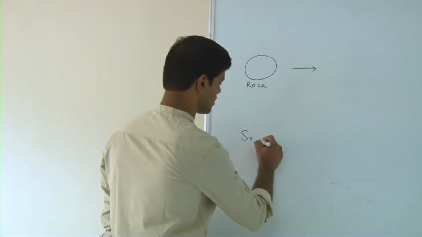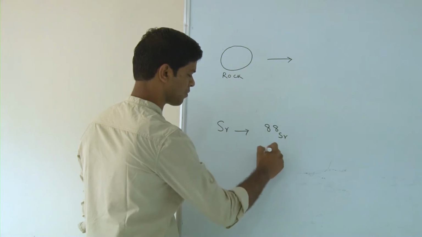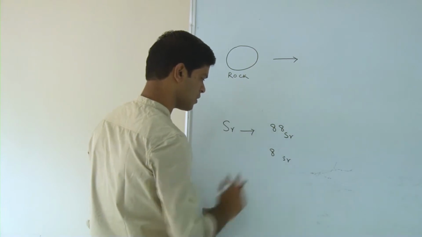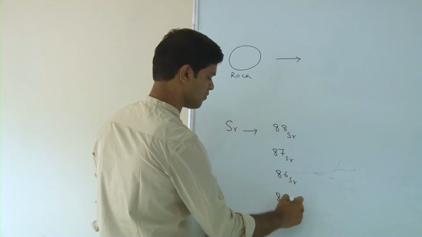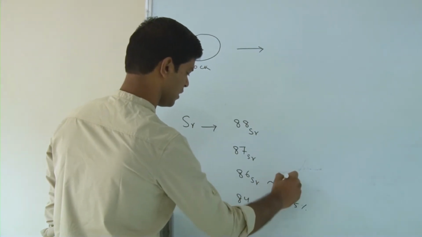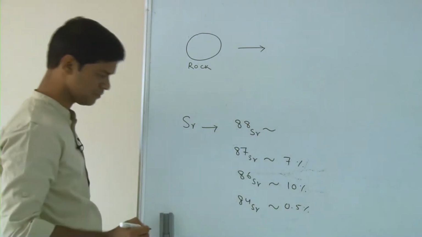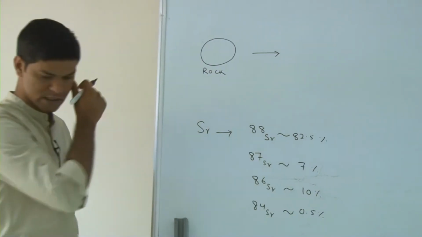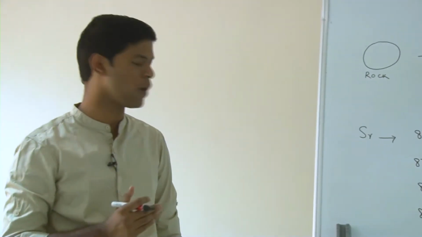If you look at strontium, as we discussed in the previous lecture, there are 4 naturally occurring isotopes: 88, 87, 86, 84 strontium. They have varying degrees of abundance, like 0.5%, like 10%, this should be around 7%, and the highest is 88, which is like 82.5%. Now, this is the normal isotopic abundance for strontium, and this does vary from sample to sample.